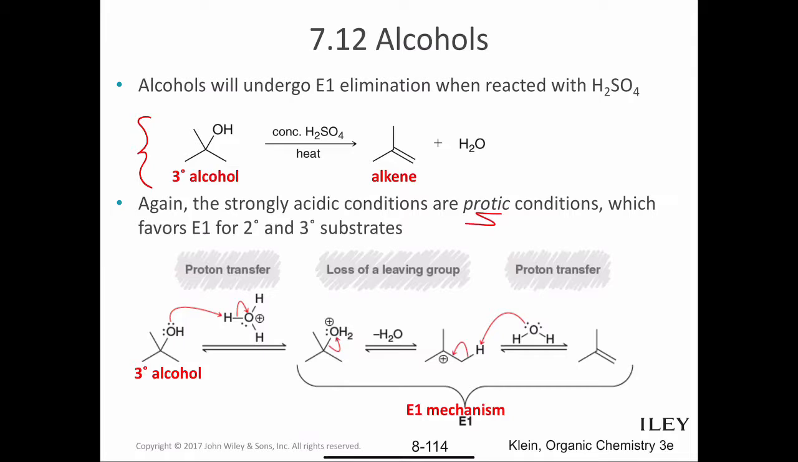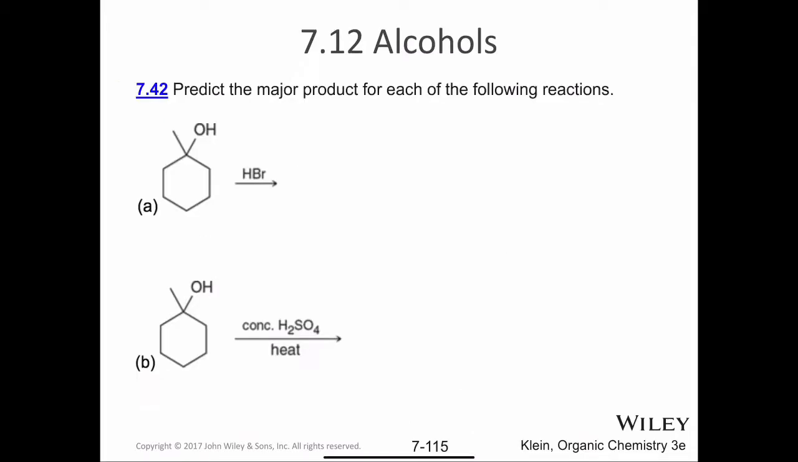So this shows us the entire mechanism. In the first step, we get our proton transfer to convert our hydroxyl into a good leaving group. We lose our leaving group here. Our leaving group is water. Water is the conjugate base of a strong acid. And then finally, in the last step, the water ends up removing the proton to reform the hydronium. So let's take a look here.